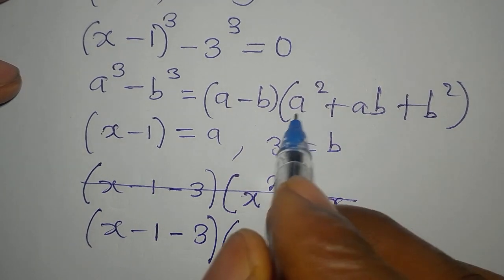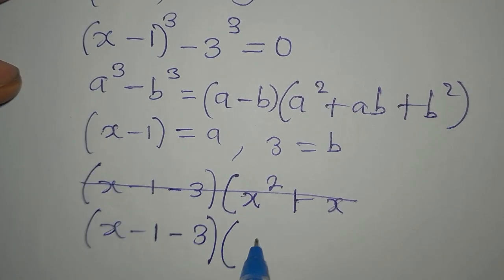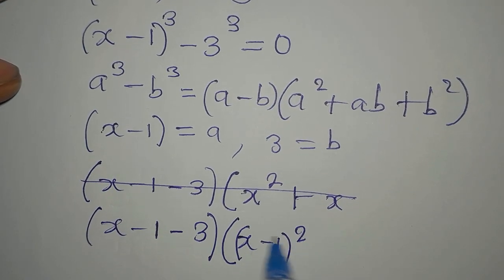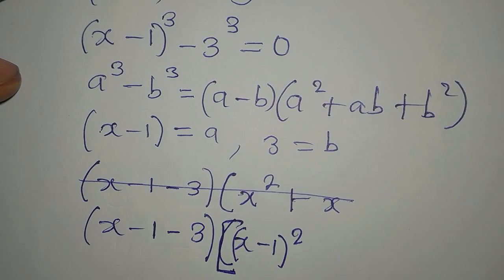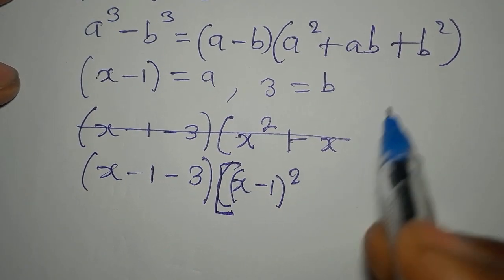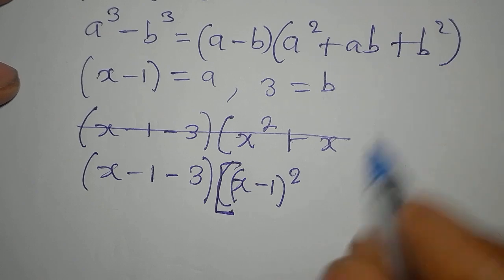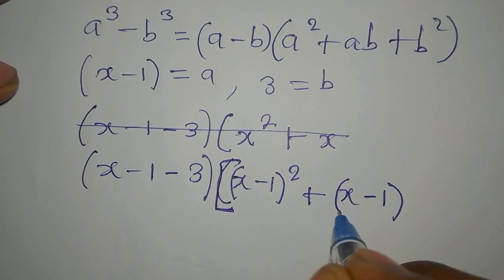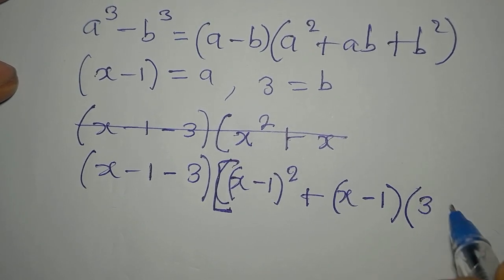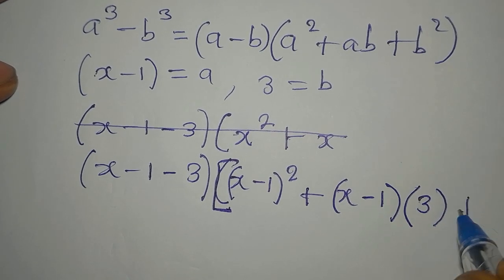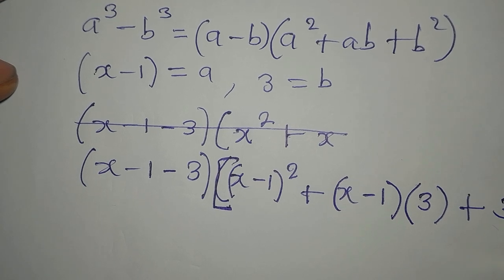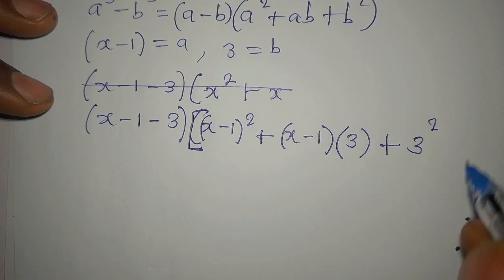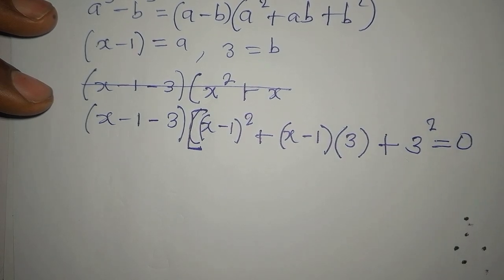Then in the second bracket, I have a squared, which will be (x − 1)^2, right? Then I am going to have plus ab, and our a is still x − 1, put in brackets, and b is 3. Close this. Then I have plus b squared, b is still 3, so 3 squared. Then we equate to 0.